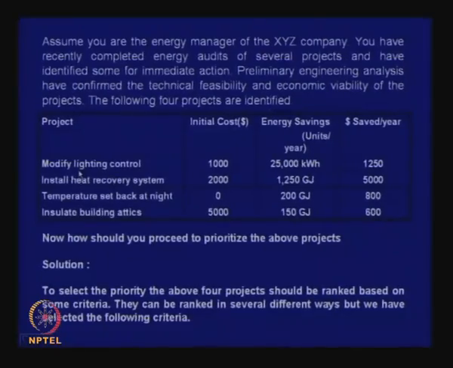We can think of modifying the lighting control, which will initially cost $1,000; the energy saving per year will be this much, and the dollars saved per year will be so much as compared to the present. Install a heat recovery system, that will cost something, it will save energy per year, and this much of dollar saving will be per year.